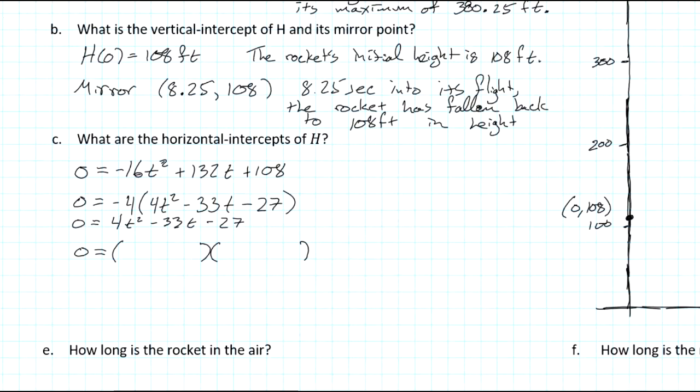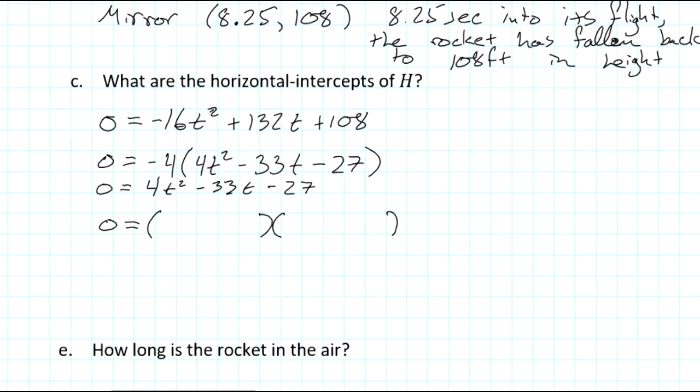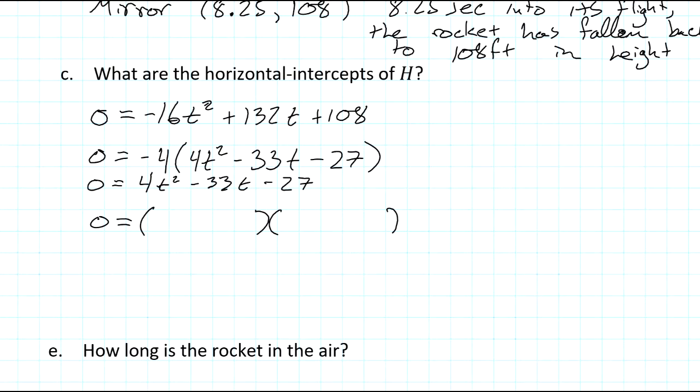I'm going to zoom in on this. We've got some trials here. So we can try a 4t and a t. And then we need a 3 and a 9 to get 27. And we want a bigger number there.